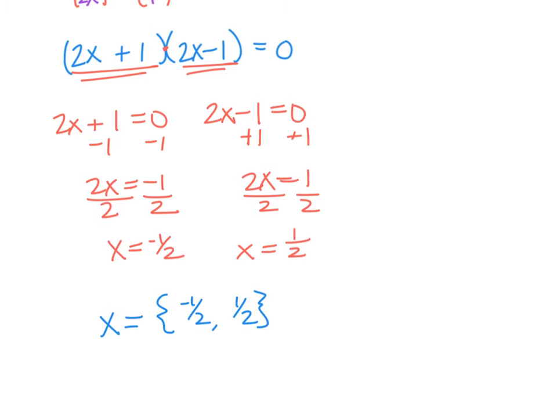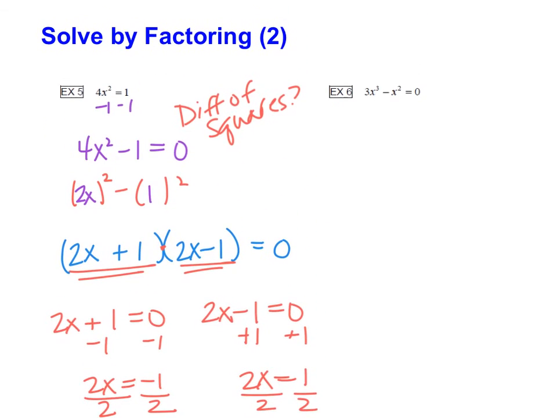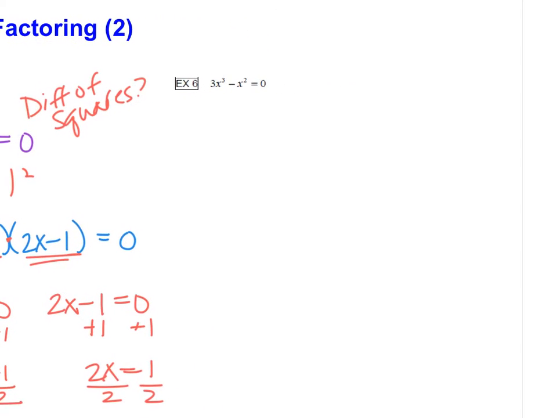Not too bad. We just have to remember that difference of squares pattern on that. All right, next example. Well, it's kind of nice. We can tell that everything's on one side and 0's on the other side. So this is ready to be factored.